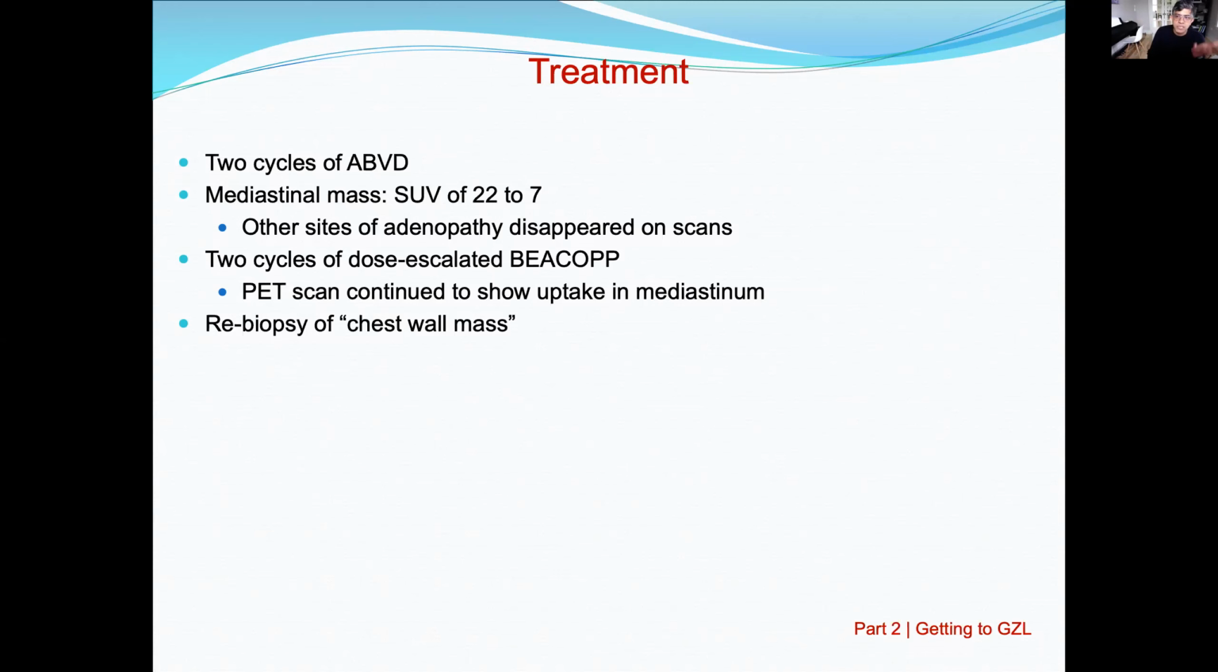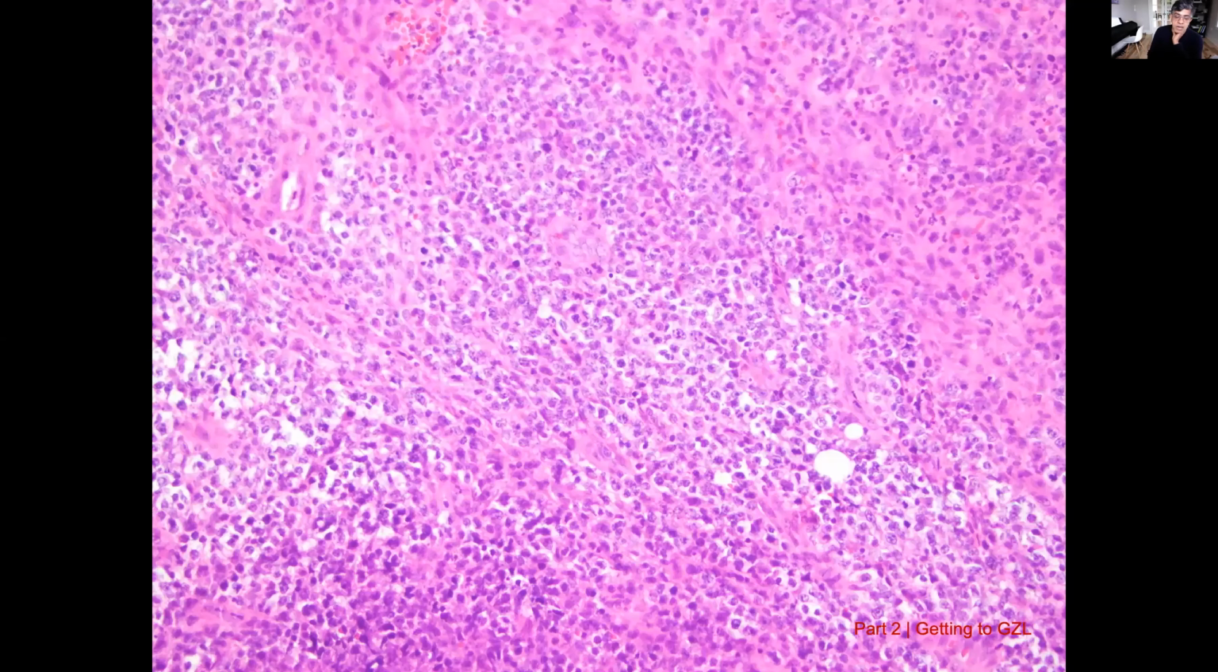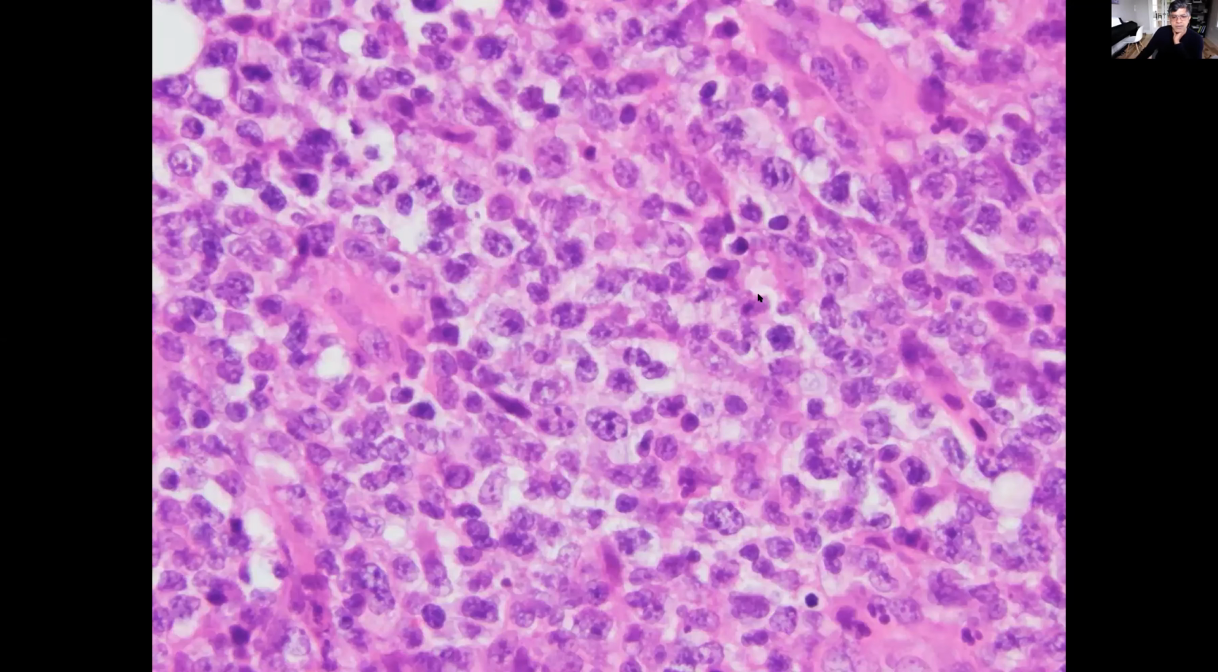And the chest wall mass looks like this. We really can't see much, but it doesn't look like there's compartmentalizing sclerosis at this power. And then we look higher, and we see sheets of large cells. They look large, with multiple small nucleoli, like that. They don't quite look like those Hodgkin cells that I showed you earlier, and they are not few and far between. There are sheets of them. This is not good.